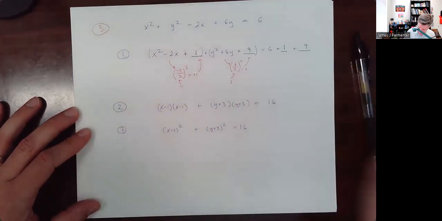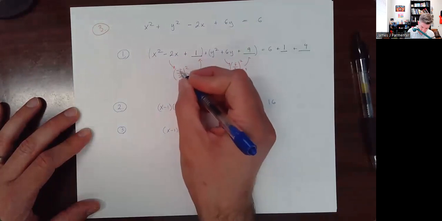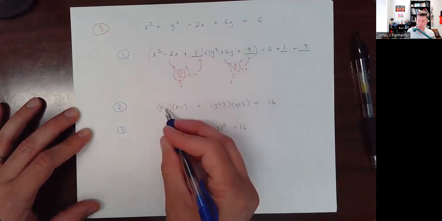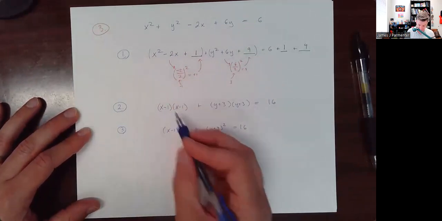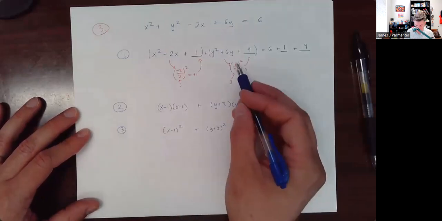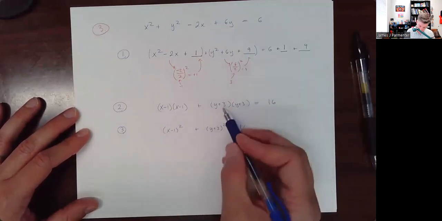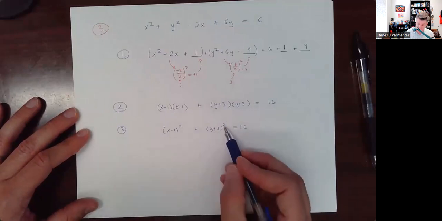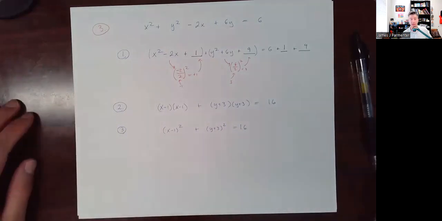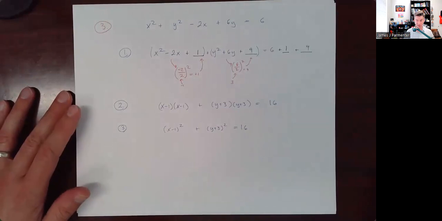Apologies. So whatever's inside the parentheses here, minus 2 over 2, which is minus 1, that's what you're going to get right there. You're going to get x minus 1 squared. Same deal here. 6 divided by 2 is positive 3. You're going to get y plus 3 squared. Always works that way. Let's do a few more examples, and then we'll do a few more harder examples.